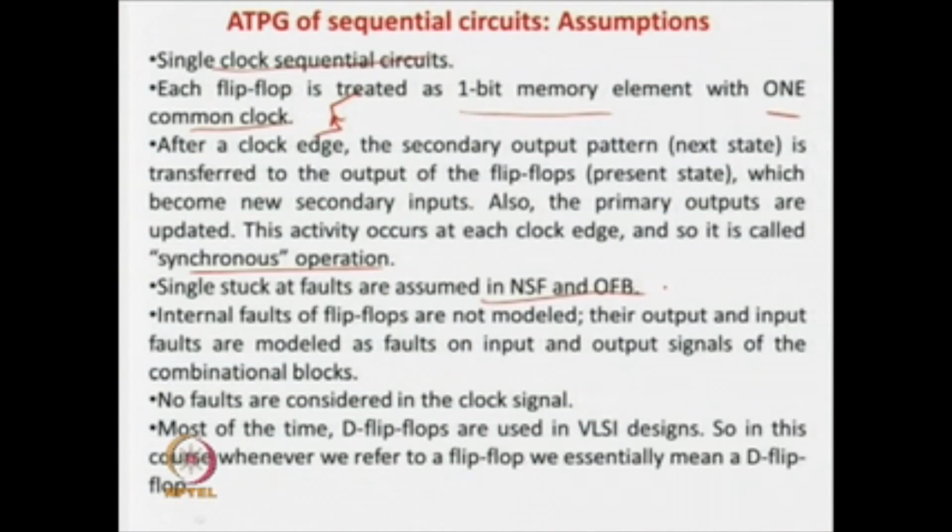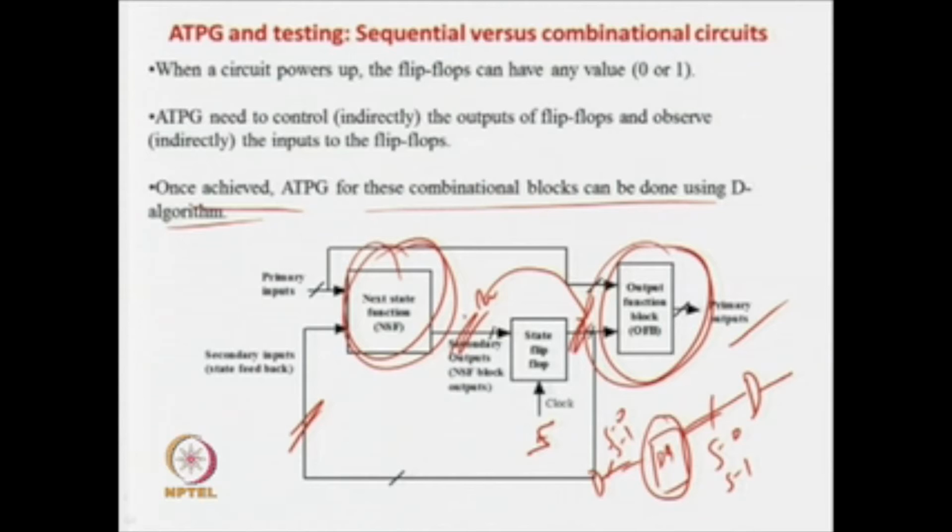So it is assumed that the faults are not present in those internal gates. The second assumption says that stuck-at faults are at the outputs of the NSA block and the output block; internal faults of the flip flops are not modeled. Their output and input faults are modeled, and faults of the input and output signals of the combinational blocks. So that is what is being said: we model faults here, we also model faults here.